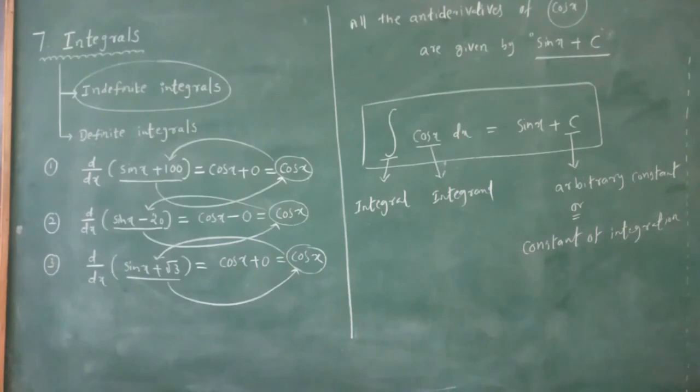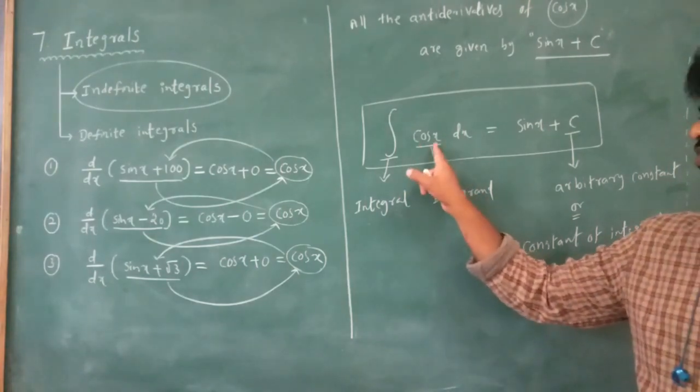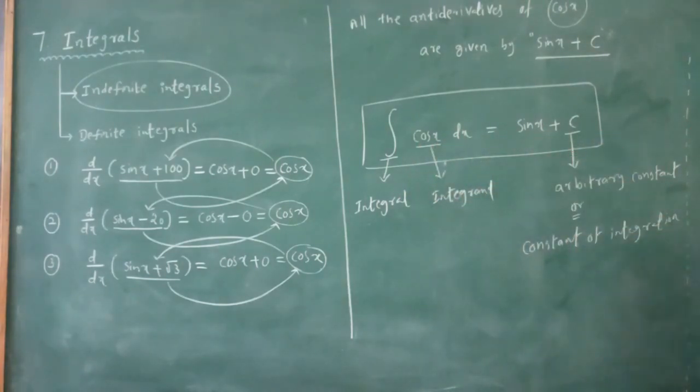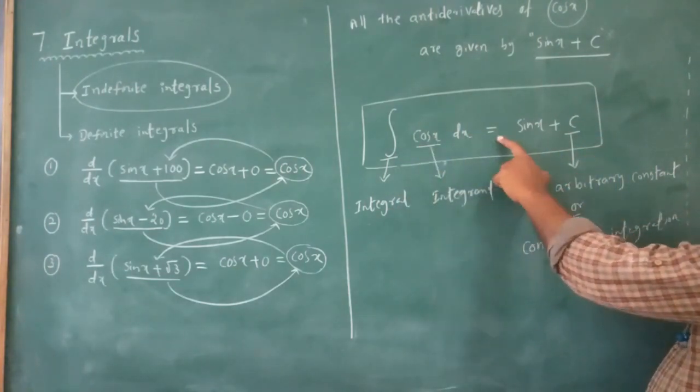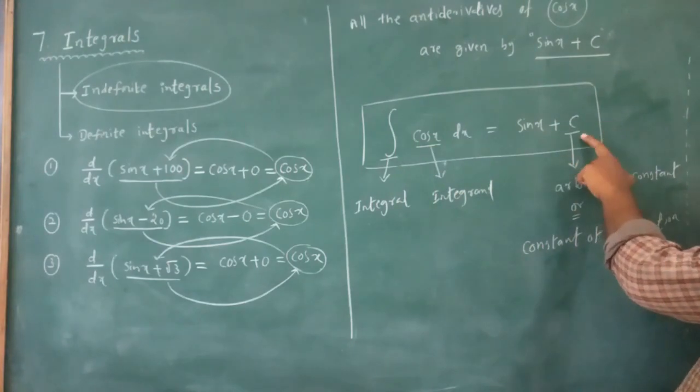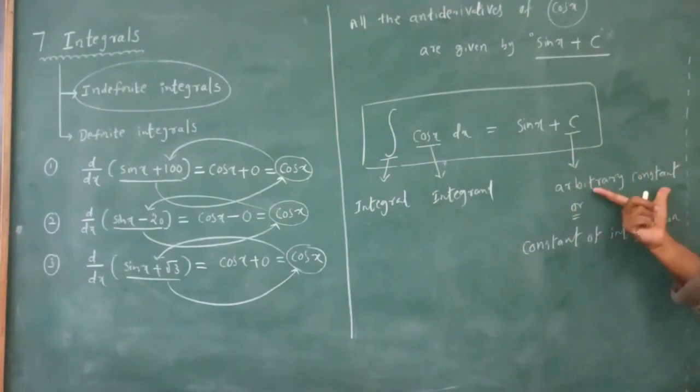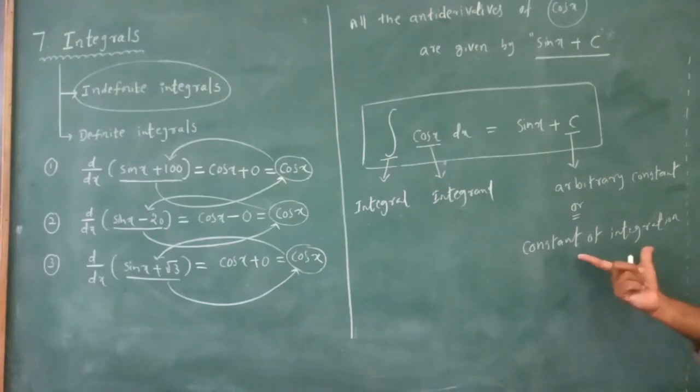So finally, what is the integral of cos x? That is sin x plus c. The complete statement we read as: integral of cos x dx is equal to sin x plus c. This c is called the arbitrary constant or constant of integration.